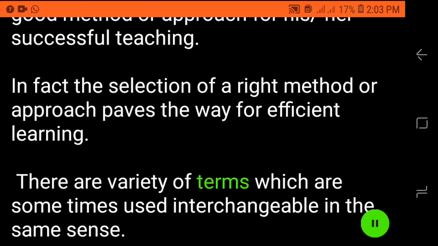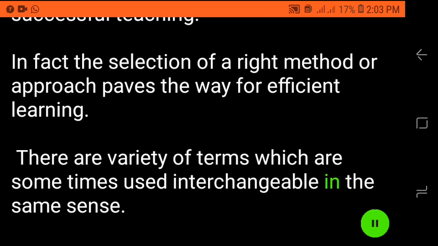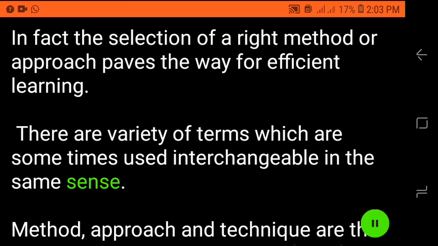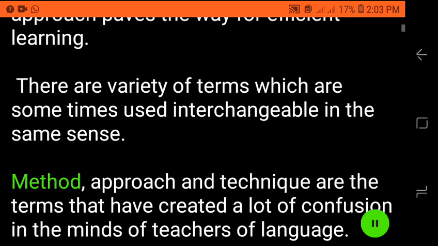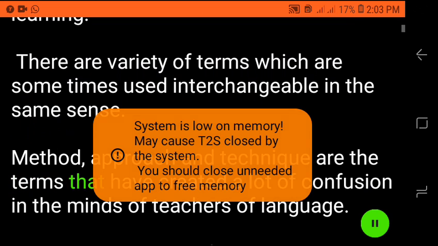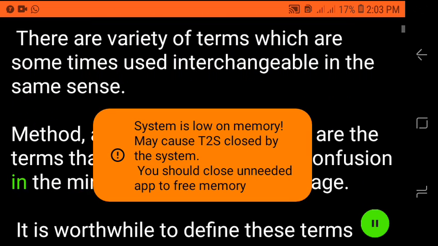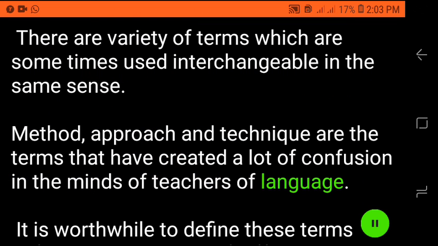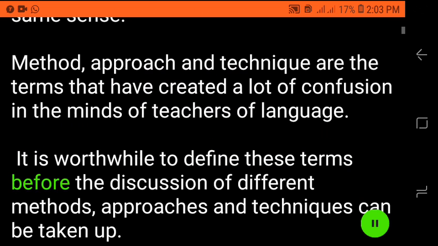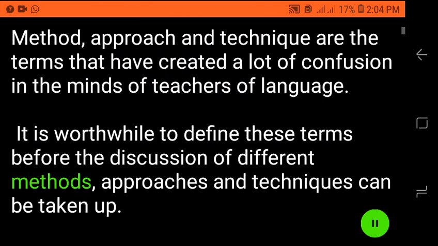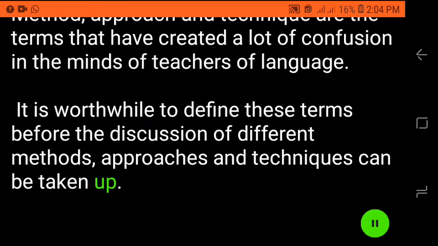There are a variety of terms which are sometimes used interchangeably in the same sense. Method, approach and technique are the terms that have created a lot of confusion in the minds of teachers of language. It is worthwhile to define these terms before the discussion of different methods, approaches and techniques can be taken up.